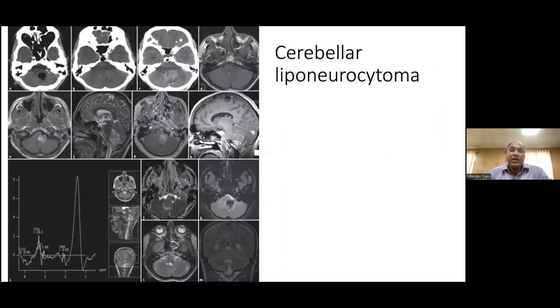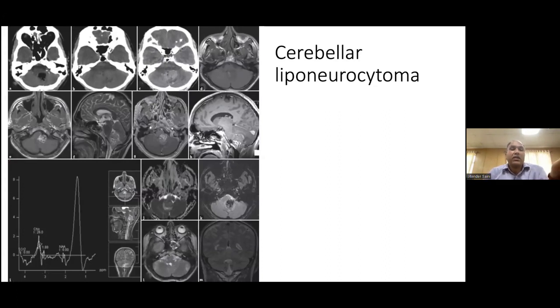Some lesions can be recognized because of their characteristics, like the presence of fat. When a lesion contains fat, we must think about two lesions. Most common is a teratoma, which is more commonly seen in the suprasellar region or the pineal region, but can be seen in other locations as well. Another lesion with fat is cerebellar liponeurocytoma. Here the fat will look like air, with very low attenuation on CT scans, which characterizes these lesions and gives you a clue. So for a fat-containing lesion in the posterior fossa, think about cerebellar liponeurocytoma.